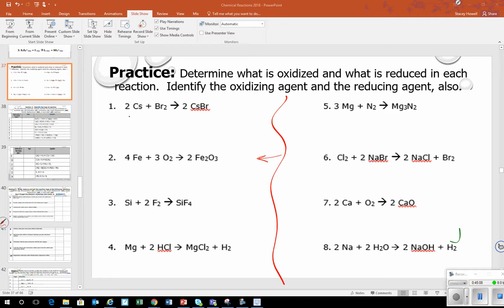So I'm going to be calling people up to put that up. Let's see, eeny, meeny, miny, mo. Okay, Aspen, you do number 1, Tyson number 2, Cambry number 3, and Emma number 4.